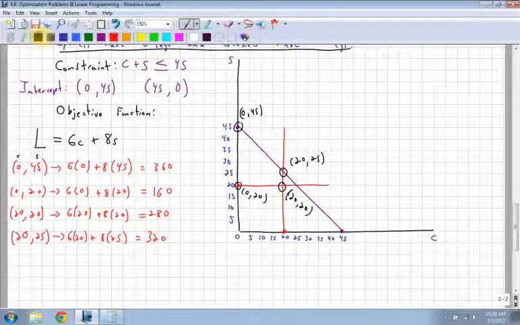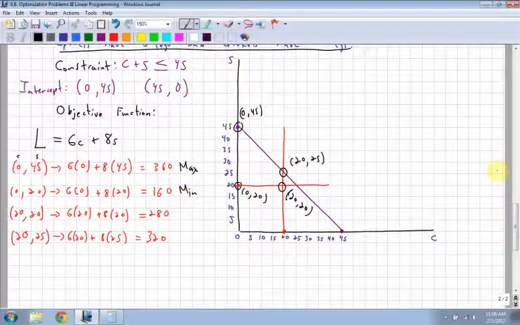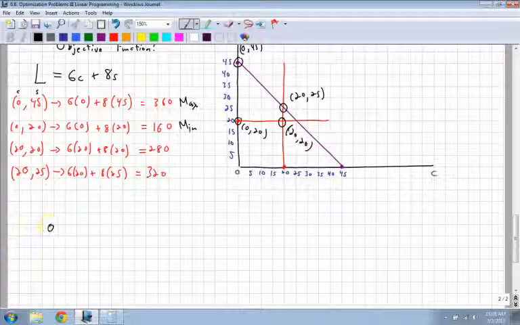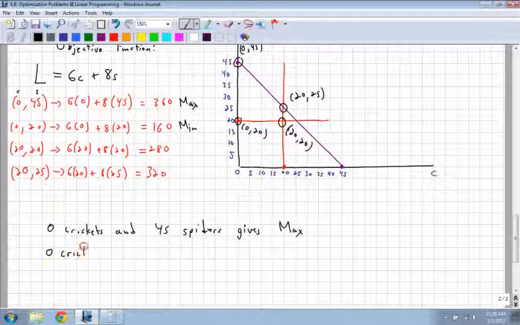All right, so right away I can see my maximum and my minimum. So I would say that 0 crickets and 45 spiders gives the max. And then I could say that 0 crickets and 20 spiders gives the minimum number of legs.